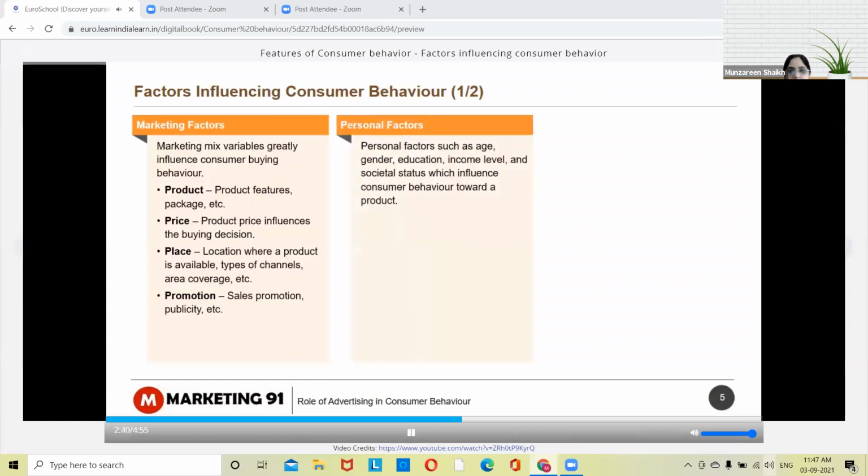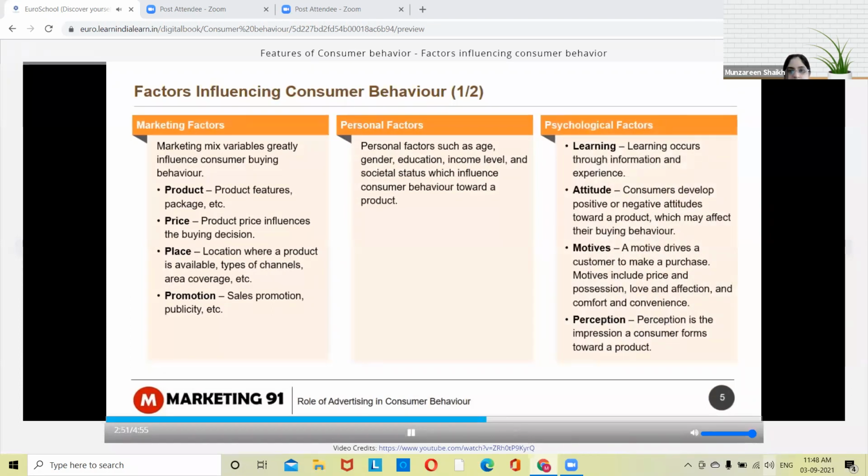The next is personal factors such as age, gender, education, income level, and societal status, which influence consumer behavior towards a product. Psychological factors. Consumer buying behavior is influenced by various psychological factors. Learning occurs through information and experience. Satisfied customers may repurchase and be loyal to a brand. Attitude. Consumers develop positive or negative attitudes towards a product, which may affect their buying behavior.